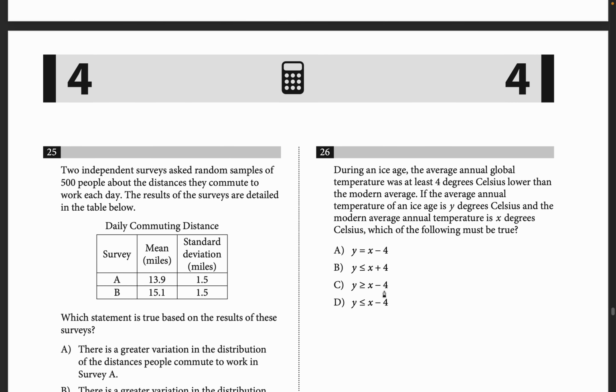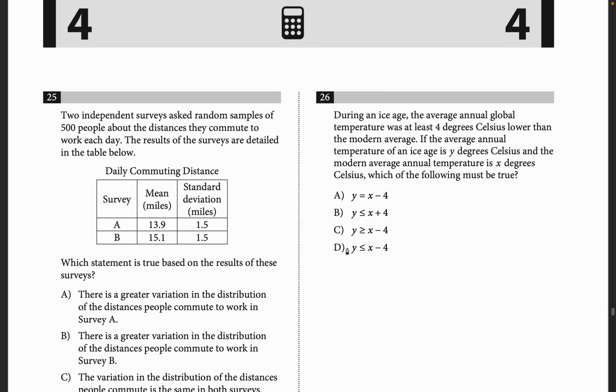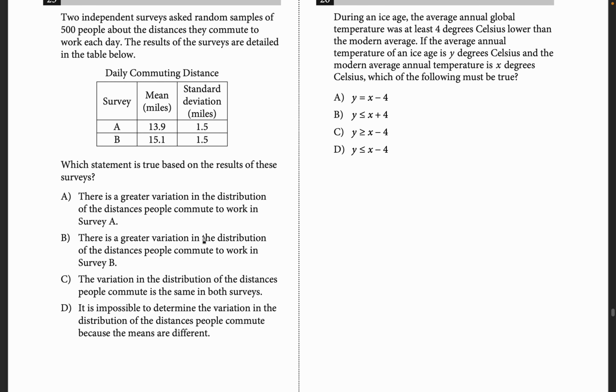The independent results of the survey. The statement is true based on the results of these surveys. Okay, this is a standard deviation question. The variation is the standard deviation, so it doesn't matter what the mean is. The keyword variation in the data means standard deviation. That means the standard deviation is the same, so there is equal variation.